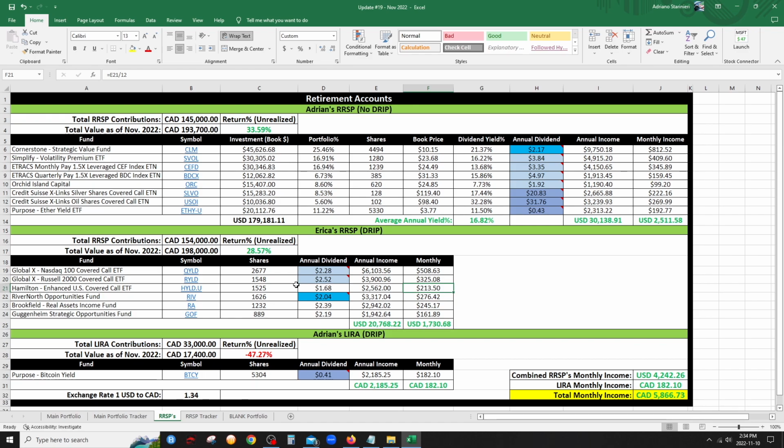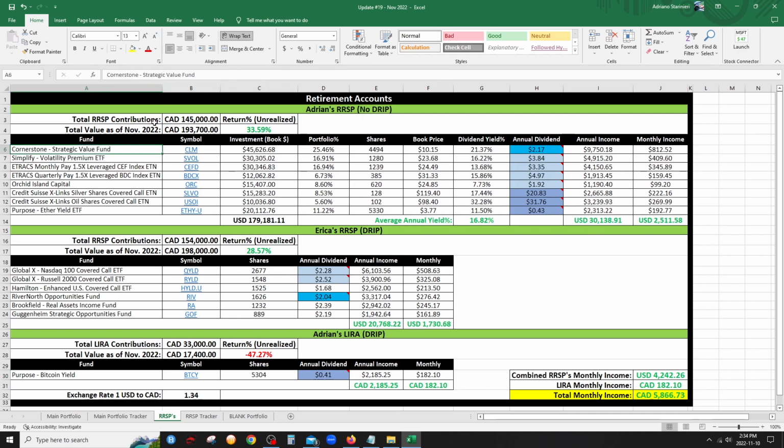My LIRA is just, I decided to have fun with it. This is just a leftover from my Air Canada pension. It was only 33K, which half of it was given to me by Air Canada, right, for matching. So I just put it all in BTCY. I said, wait, what the hell?